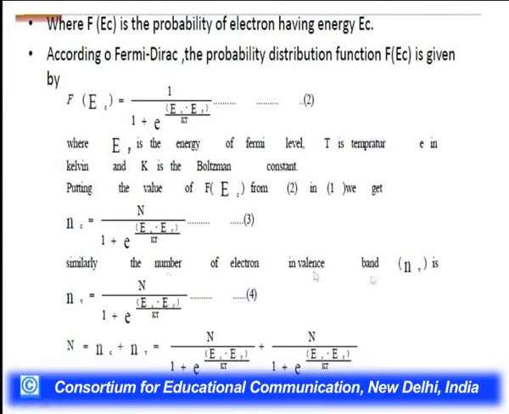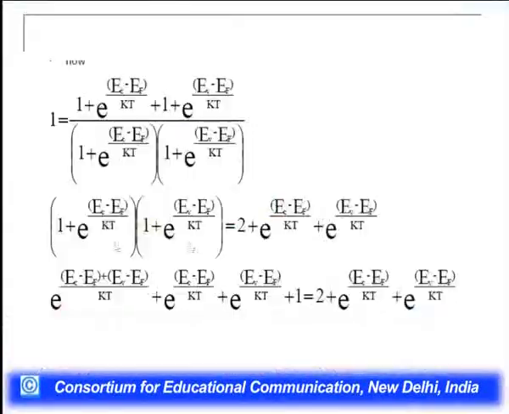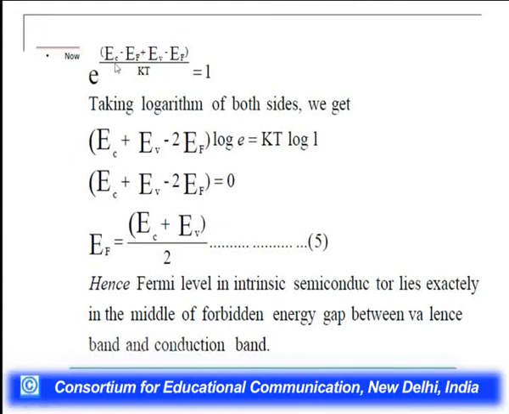Similarly, the number of electrons in the valence band Nv is defined in the same way. Then we can write N, the total number of electrons, as equal to the number of electrons in the conduction band plus the number in the valence band, and then we have this value. By solving this using the formula, we have this value in this form, and lastly we get e^((EC − EF + EV − EF)/KT). All the terms cancel out and we have the value 1.